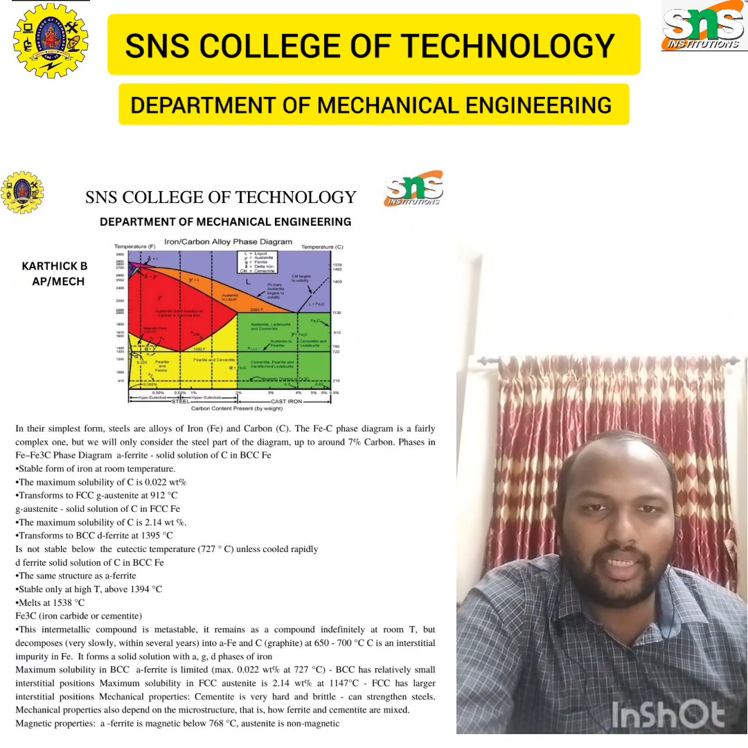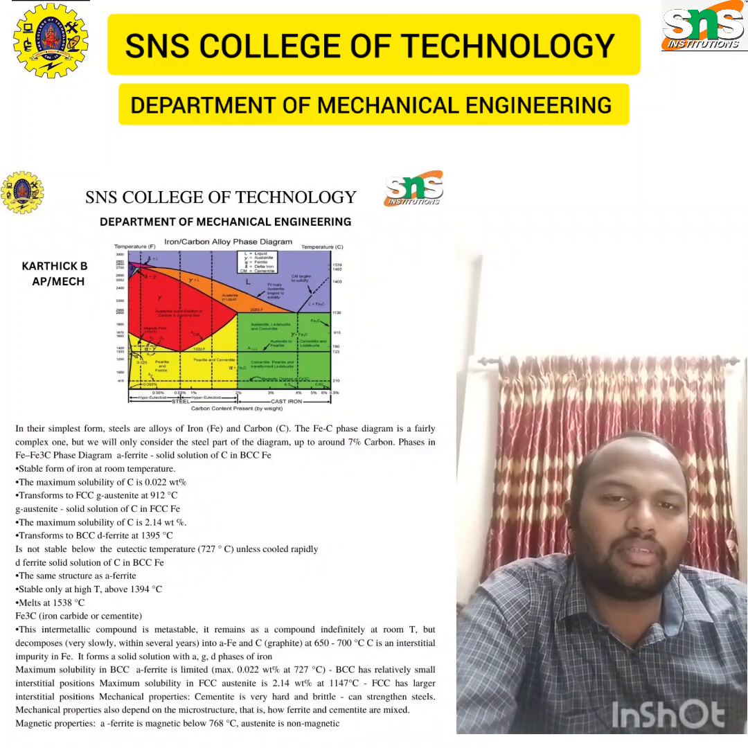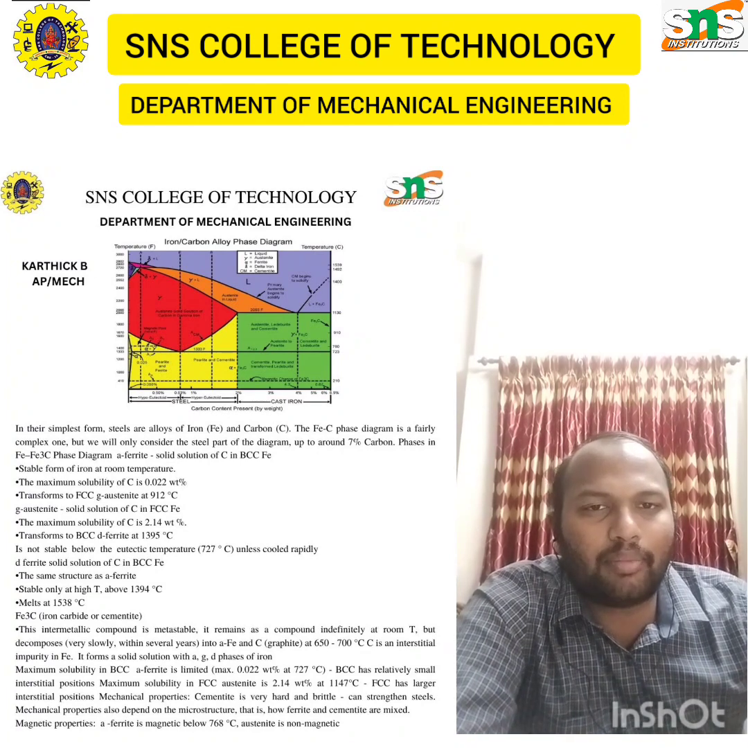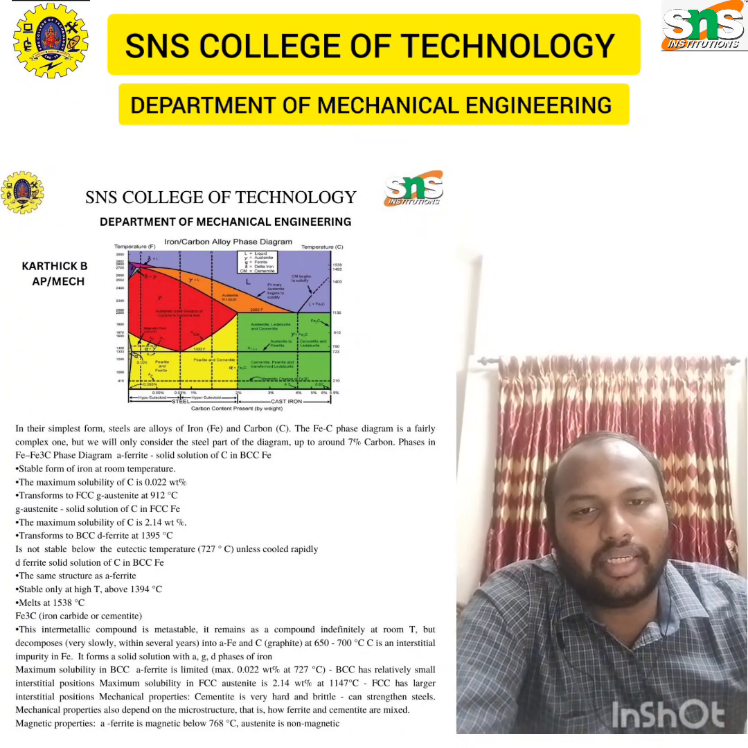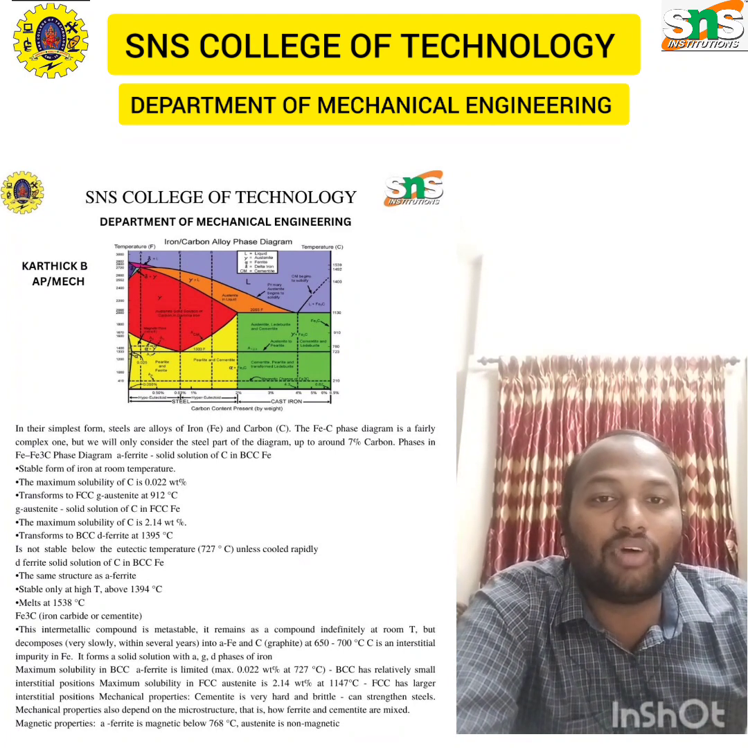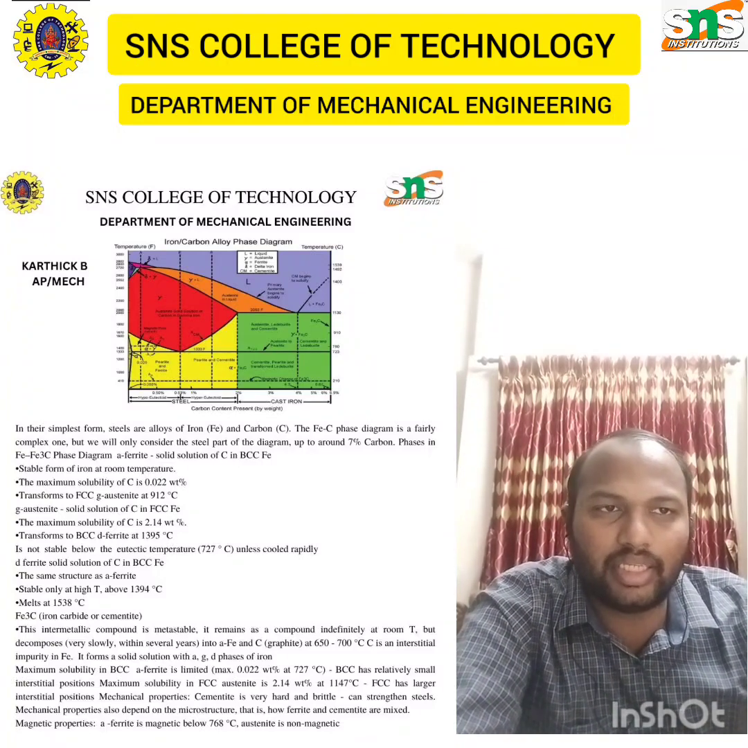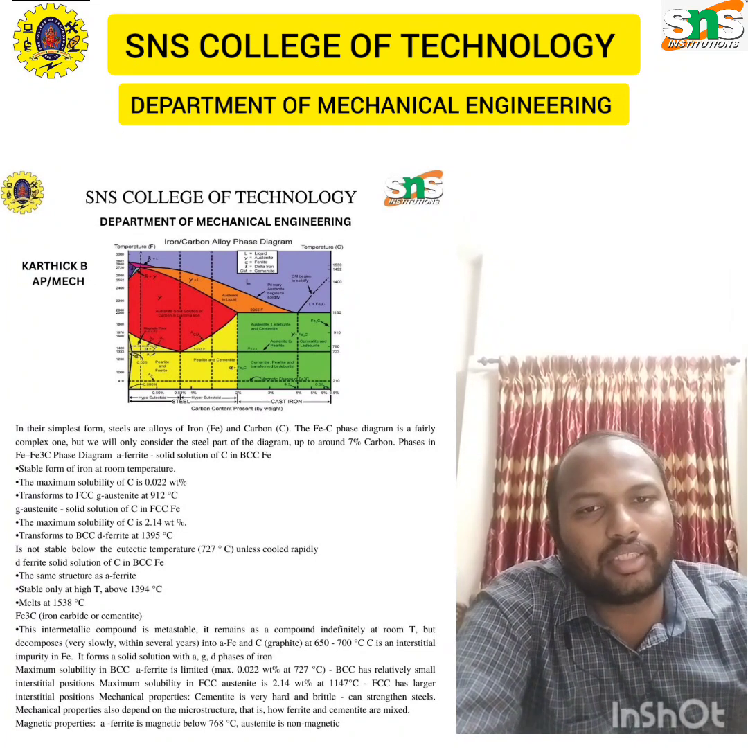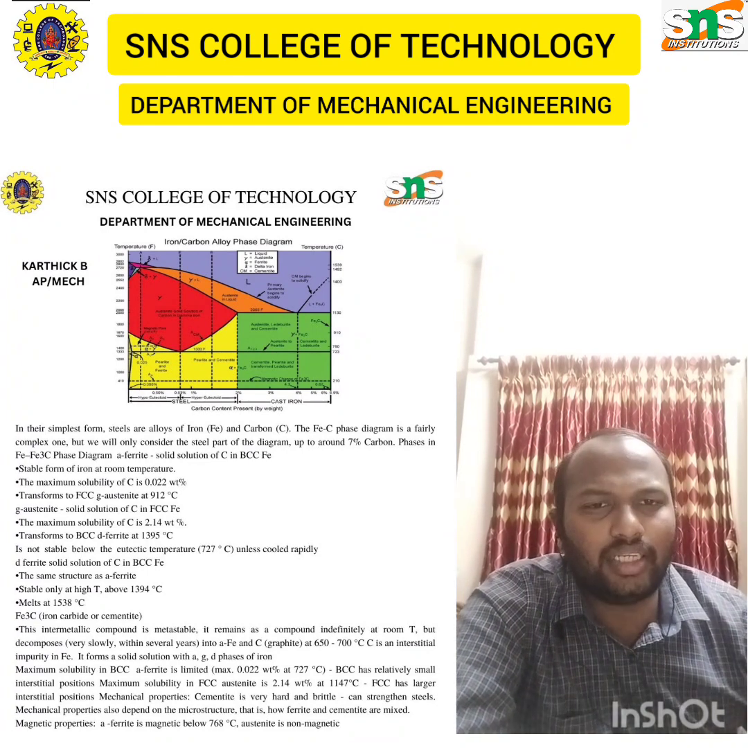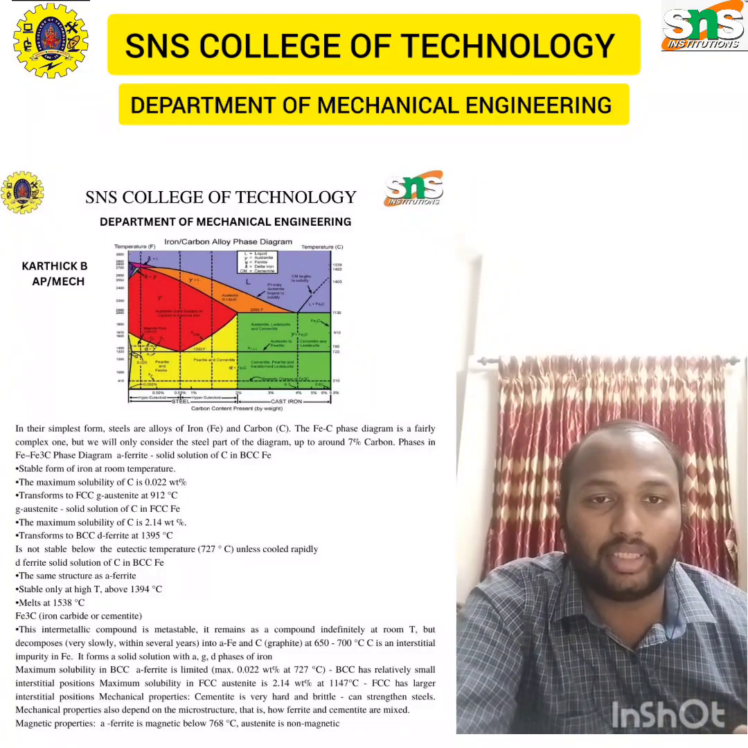So the basic ideology behind keeping this iron carbon diagram in the spectral lab is that it gives complete details about what type of steel will be available at a particular temperature and with a particular carbon percentage. Either it's an austenitic based steel or ferritic based steel, or a mixture of both. So you can easily find out what type of steel is available at a particular percentage of carbon.